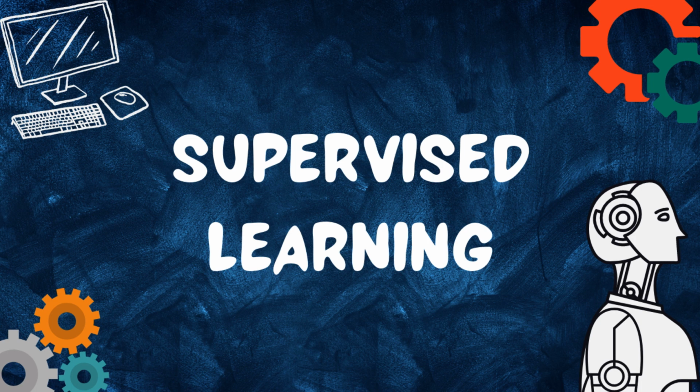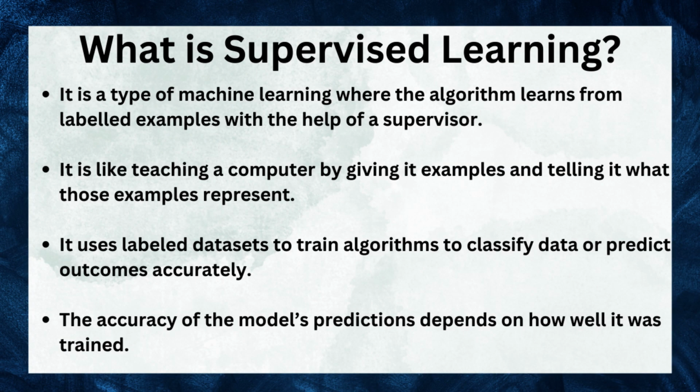Let's get started. Supervised learning is a type of machine learning where the algorithm learns from labeled examples with the help of a supervisor, hence the term supervised. It is like teaching a computer by giving it examples and telling it what those examples represent. It uses labeled datasets to train algorithms to classify data or predict outcomes accurately. And the accuracy of the predictions made by the model depends on how well it was trained.